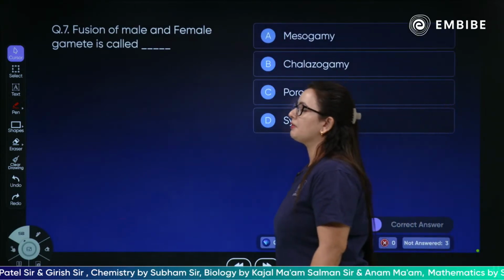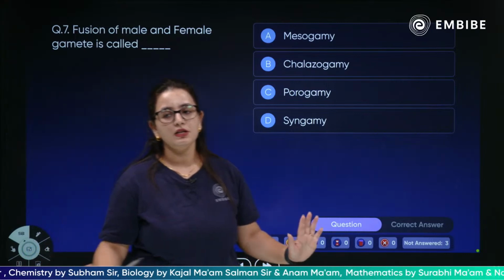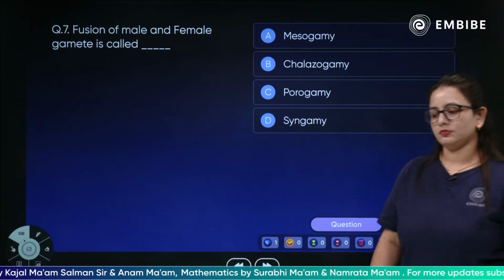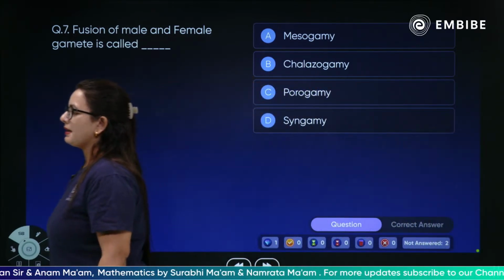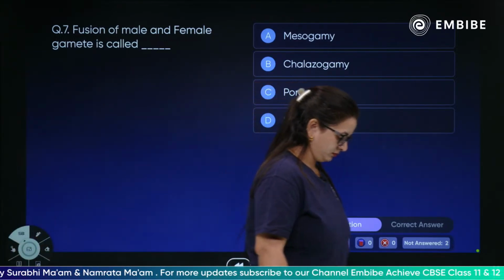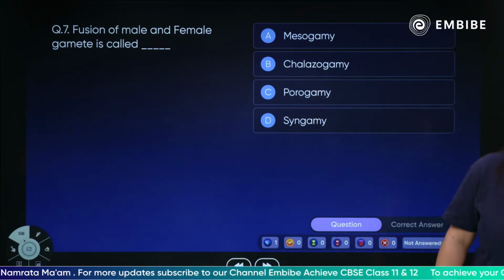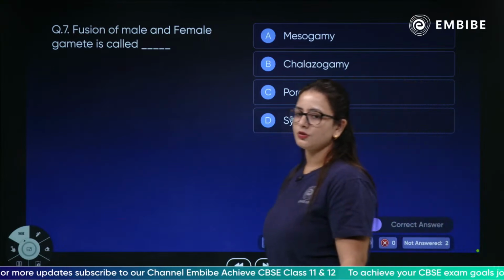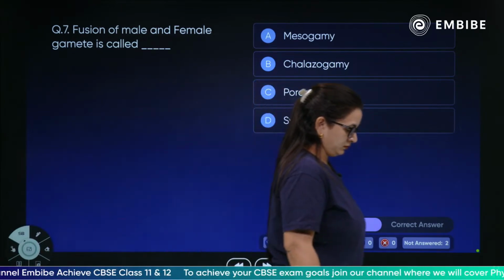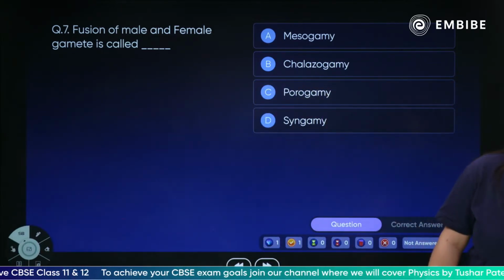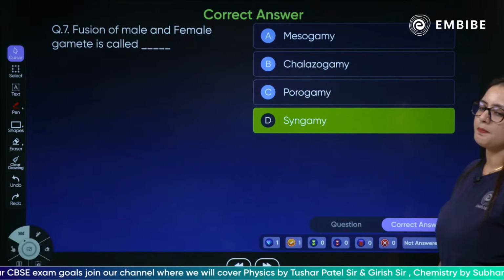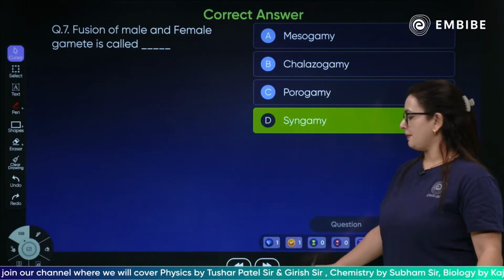The fusion of male and the female gamete is called what? Mesogamy, chalazogamy, porogamy, syngamy. It is called syngamy. Syngamy is just the fusion of male and female gametes.